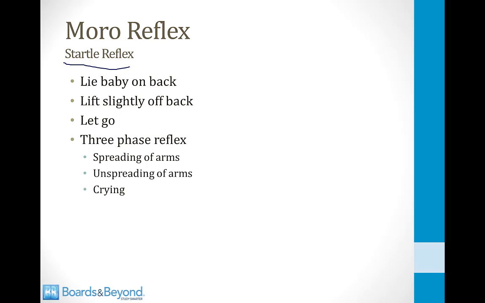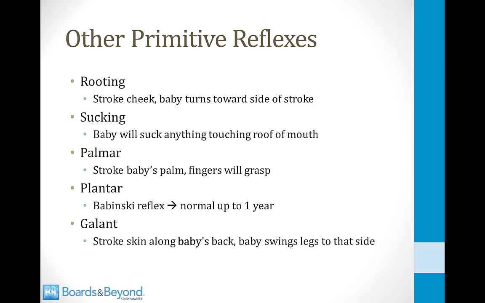And the baby will then do 3 things. It will first spread its arms, then it will unspread its arms and bring them back towards the midline, and then it will start to cry. And this is a normal Moro reflex. And you can also see this when babies are startled or surprised. It goes away in the first year of life. The other 5 primitive reflexes are here, so let's talk about each one.